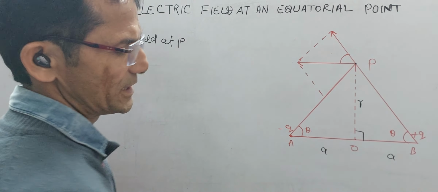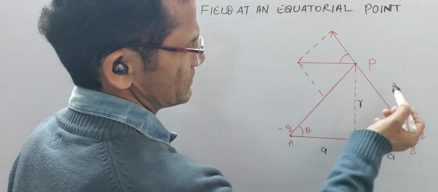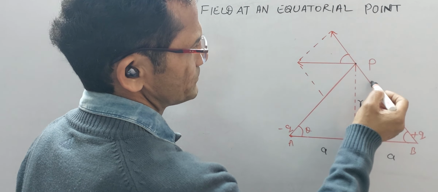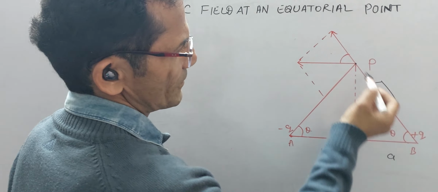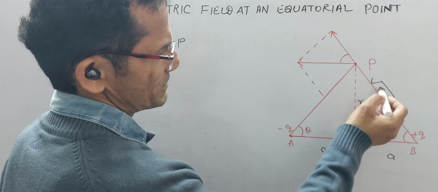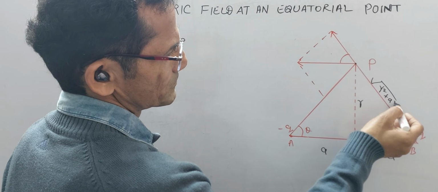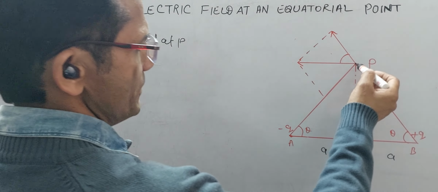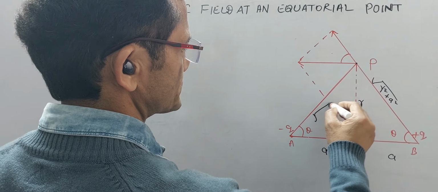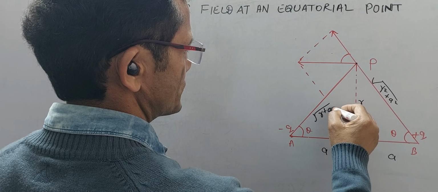From the Pythagoras theorem, it will be the square root of r square plus a square. Similarly, this will be the square root of r square plus a square.